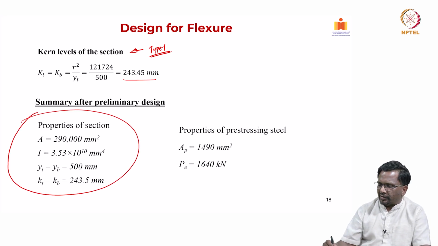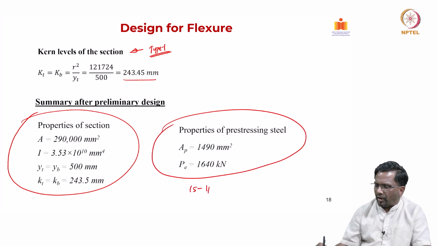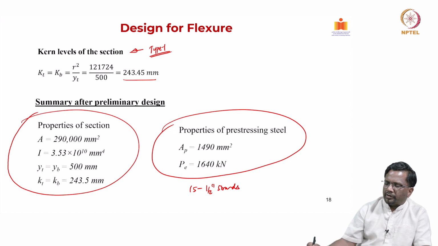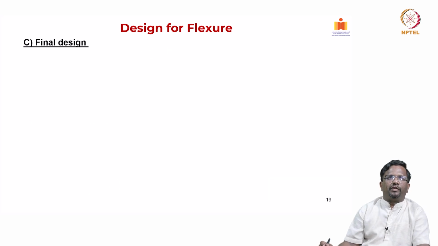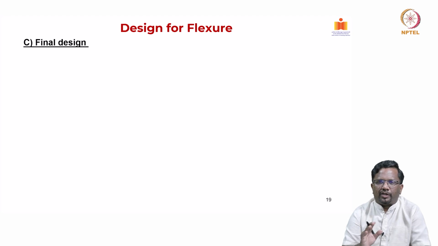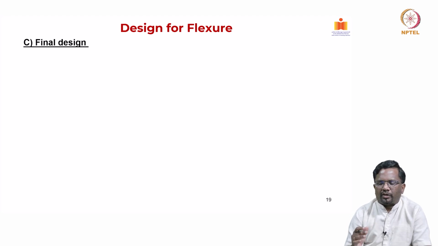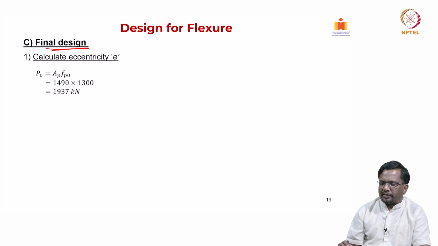And pre-stressing steel is this, right? 15 half-inch strands. Okay, so we end up with 1490 mm², and effective pre-stressing force also 1640 we have calculated. Now again at the end of preliminary design, I don't know the eccentricity of the cable. That's what I am going to do in final design. So let's see, calculate eccentricity.